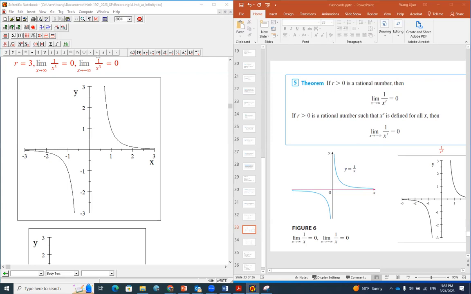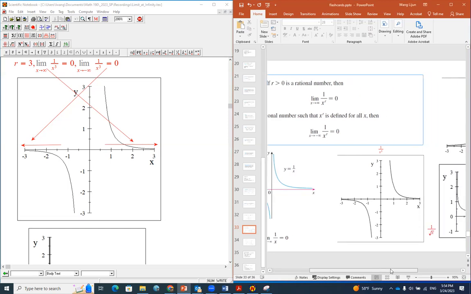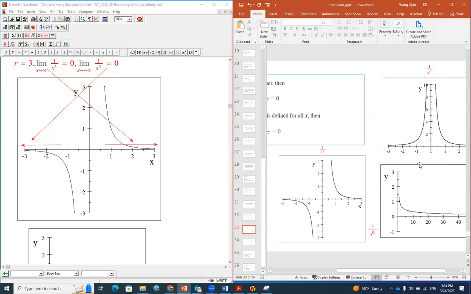So let me make some pointers for you to understand this. This corner expresses that limit approaching 0, and this piece expresses that limit approaching 0. All right, so I hope that's clear. Okay, so let's look at the other two. I added this to our study: 1 over square root of x.